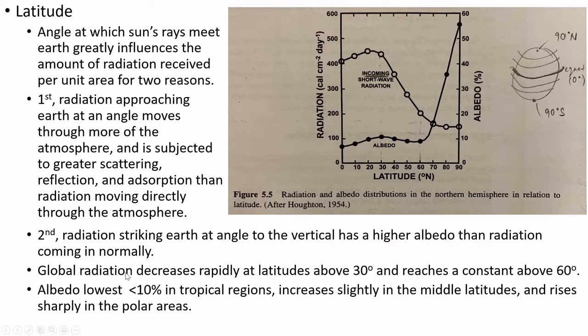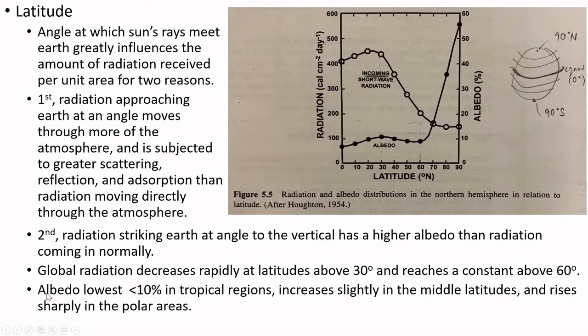Okay, so global radiation decreases rapidly at latitudes above 30 degrees. You can see here that global radiation decreases rapidly above 30 degrees and reaches a constant above 60. So radiation is quite high near the equator, but near the poles it becomes quite low because it has to pass through a thicker layer of atmosphere.